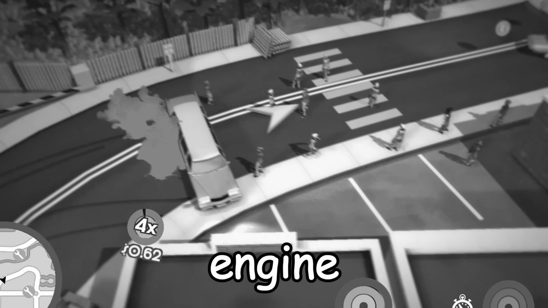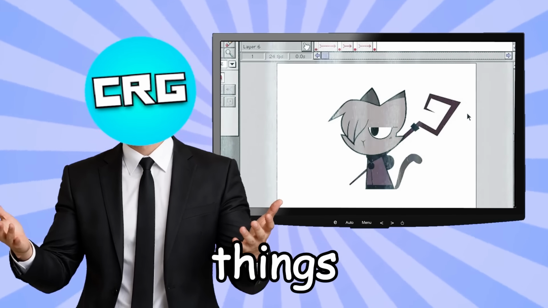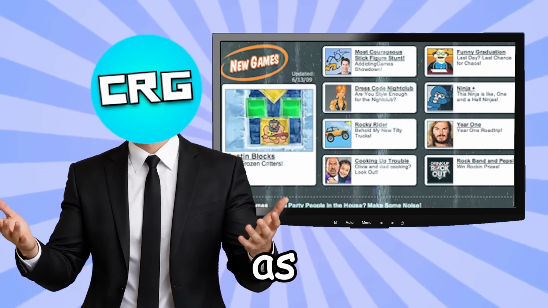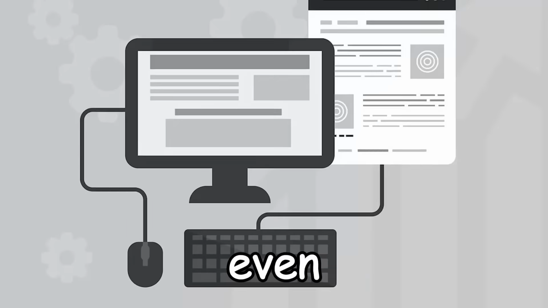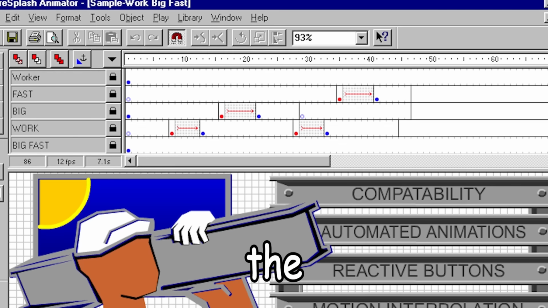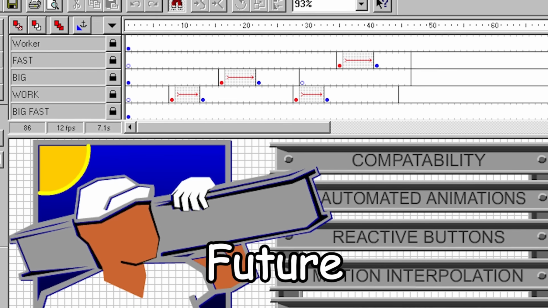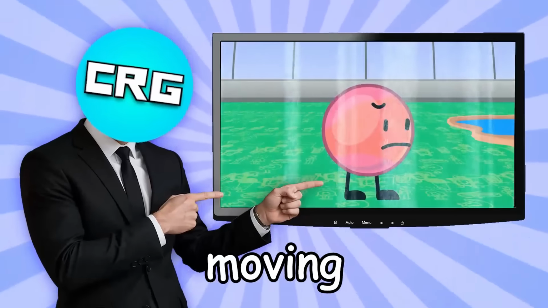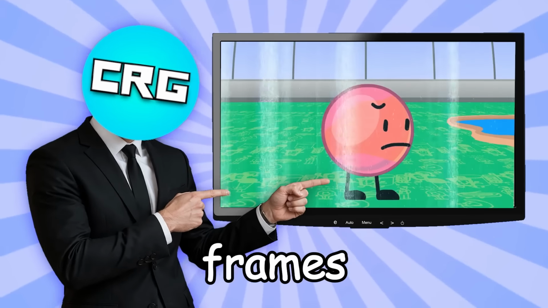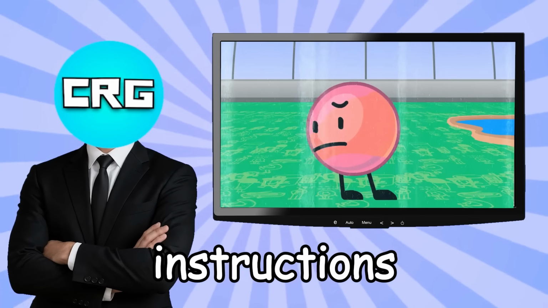FutureSplash was not a game engine, it was an animation tool. You could draw things, set keyframes, and publish them as small, lightweight files that embedded in a web page and played back smoothly, even over the dial-up connections of the time. The reason the files were so small was that FutureSplash used vector graphics, which store shapes as mathematical instructions rather than grids of pixels. An object moving across a screen didn't require hundreds of frames stored as images. It only required instructions for how to move.